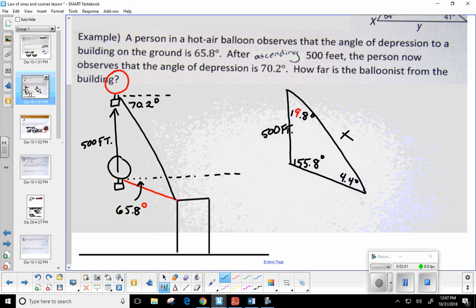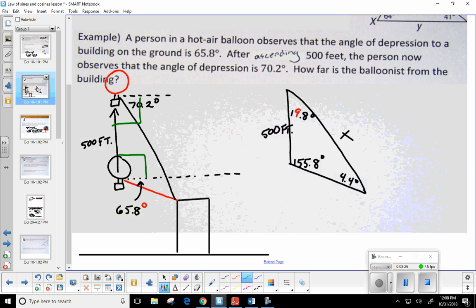Then the balloon rises 500 feet. Then he's much higher, so it makes sense he's got to look lower in order to see that same spot on the building. So the second time, he looks down 70.2 degrees. Well, the one thing about his line of sight and the fact that the balloon is going straight up, well, that's going to create right angles, okay?